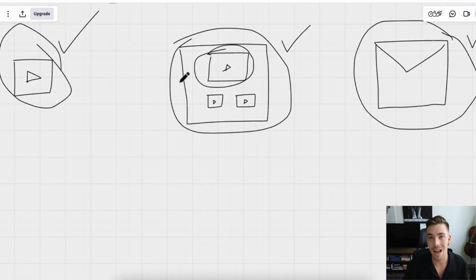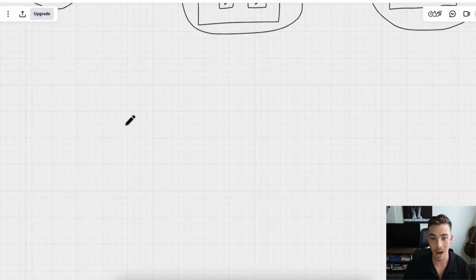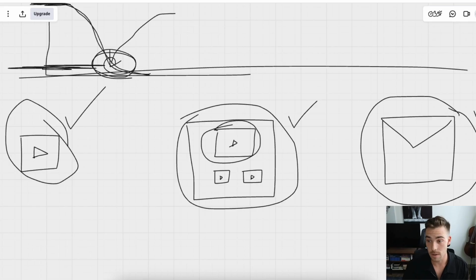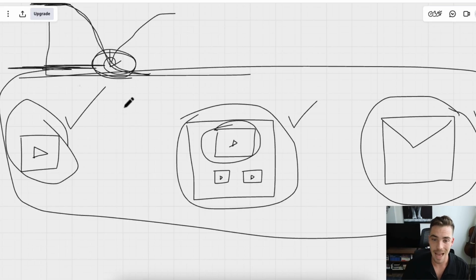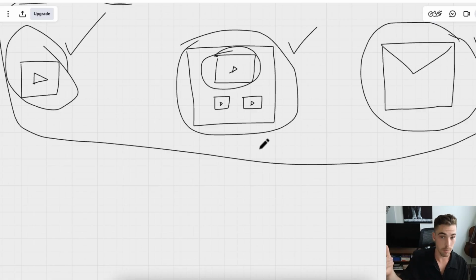But what I've found through trial and error and even doing all of this stuff is that these things are great and they can increase your show rate marginally by some percentage.